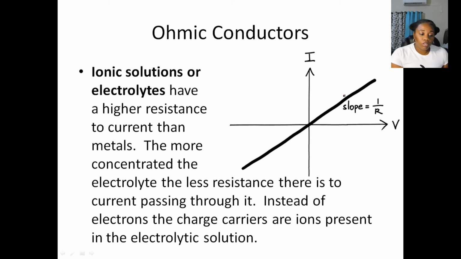Ionic solutions or electrolytes have a higher resistance to current than metals. The more concentrated the electrolyte, the less resistance there is to current passing through it. Instead of electrons, the charge carriers are ions present in the electrolytic solution. So the electrolyte is exactly like, remember the don't panic one? So that is the setup. So this one is also an ohmic conductor. So we have 3 ohmic conductors. You have metals, you have filament lamp, and you have ionic solutions or electrolytes. So basically salty solutions.